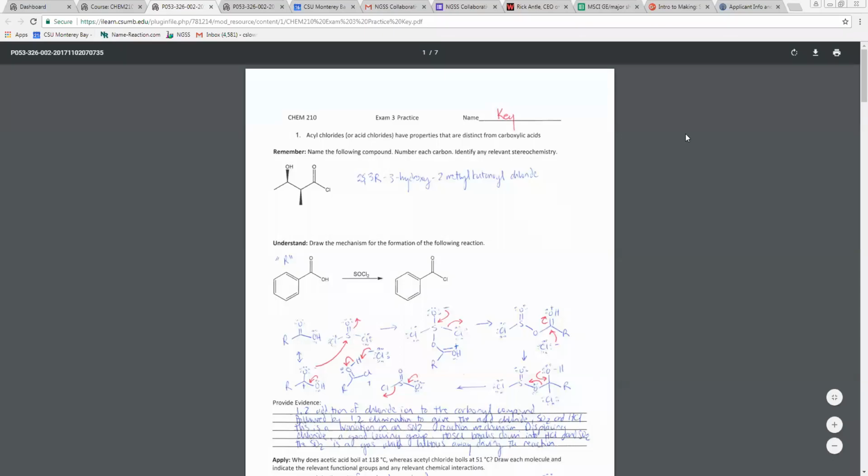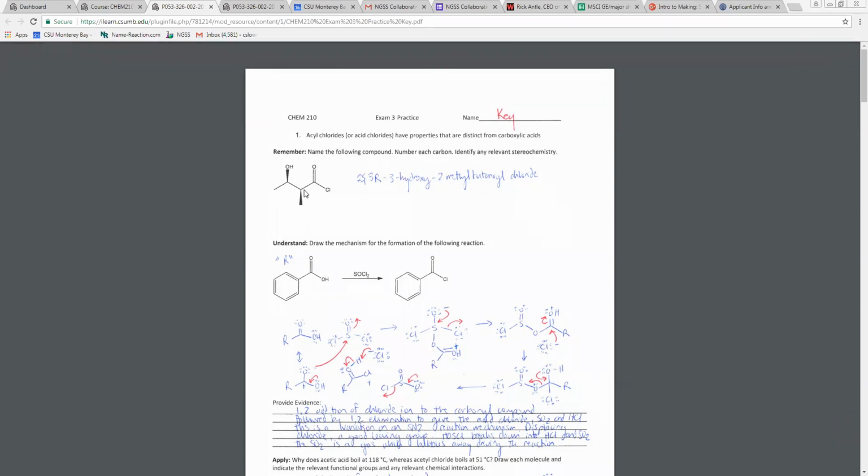So we're going to do a quick walkthrough on the two practice exams. So question number one, acyl chlorides or acid chlorides have properties that are distinct from carboxylic acids. So we're going to name the following compound. A couple of things we want to keep in mind. We have stereochemistry. Both the hydroxyl group and the methyl group need to have assigned stereochemistry.